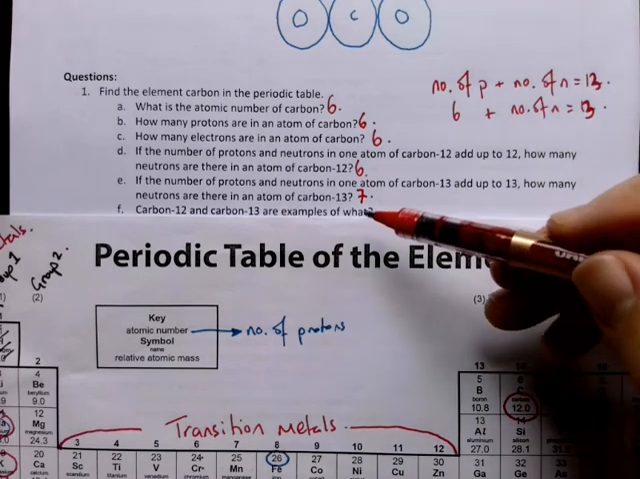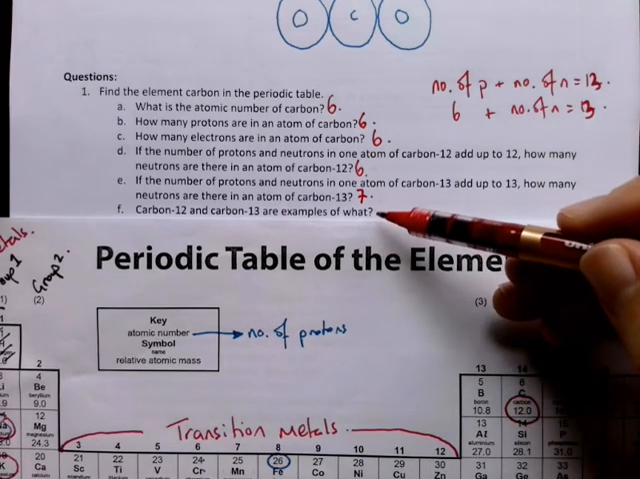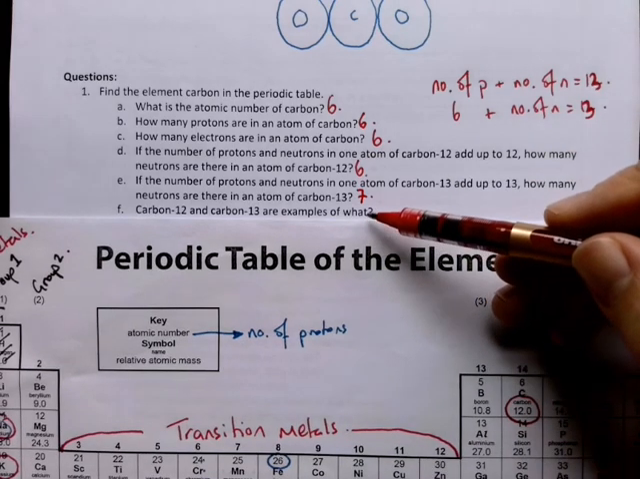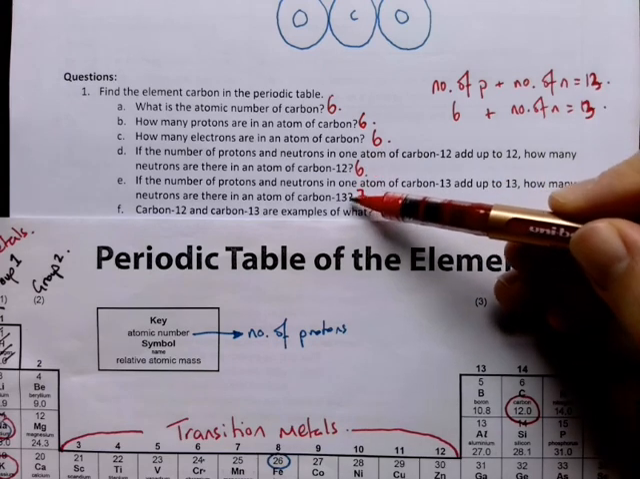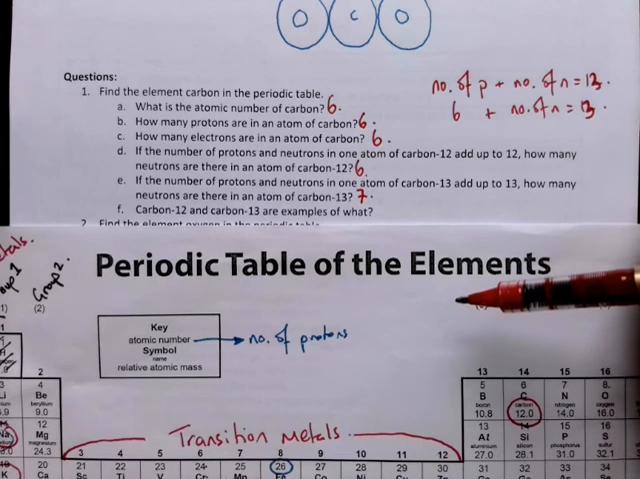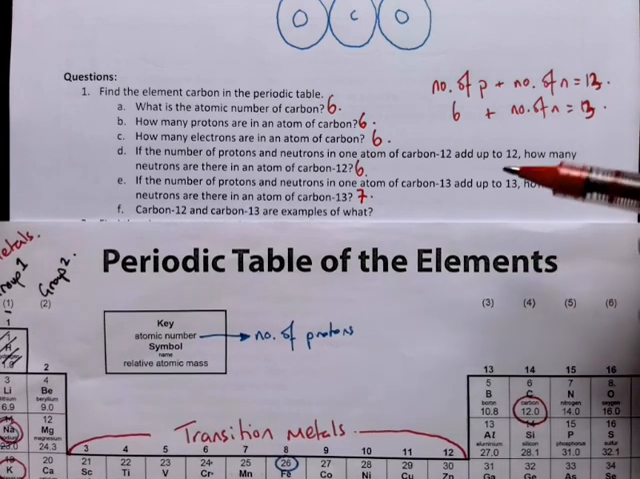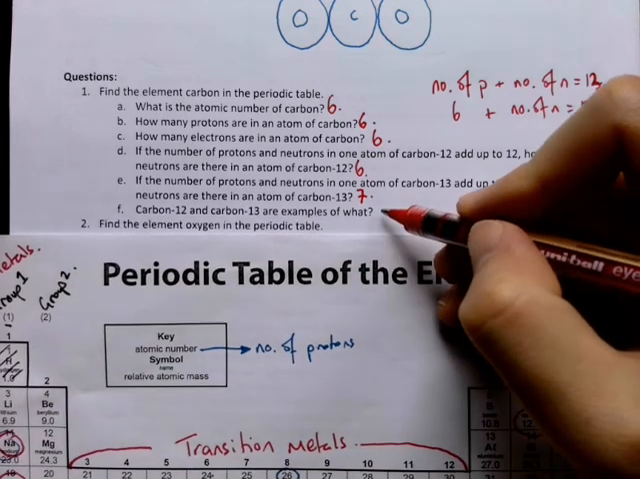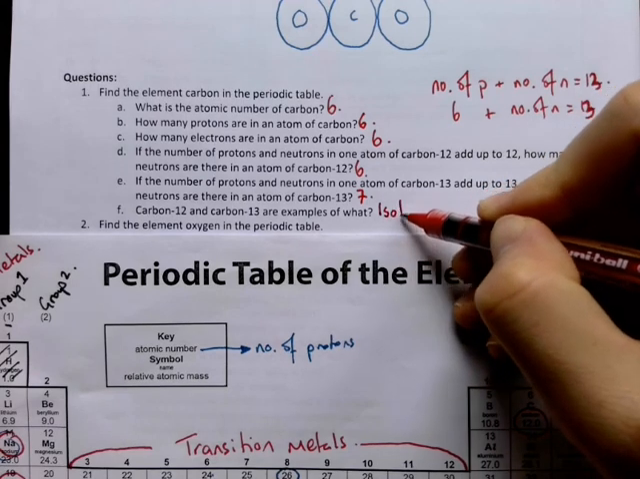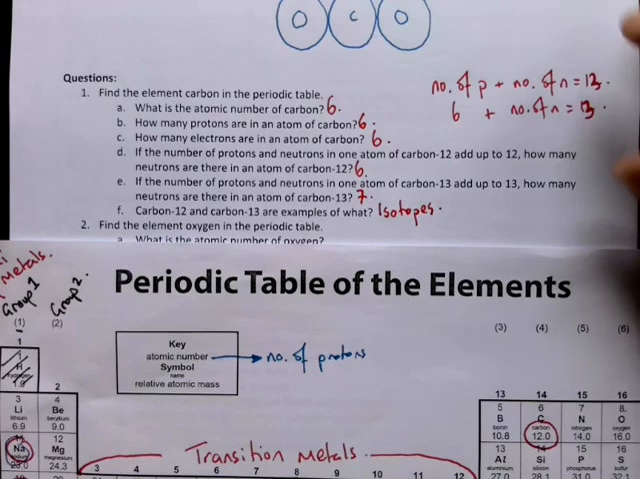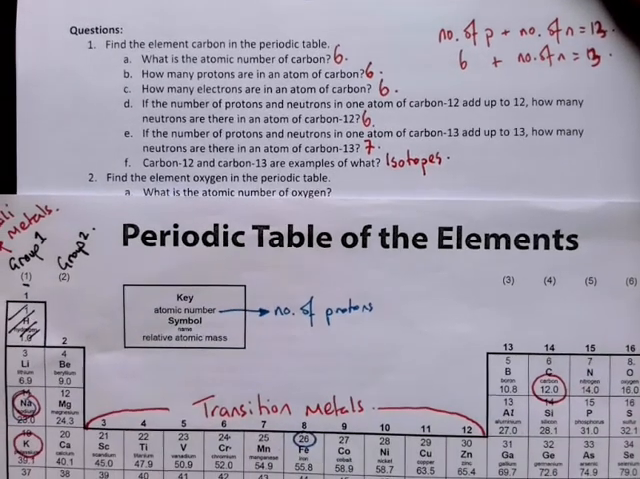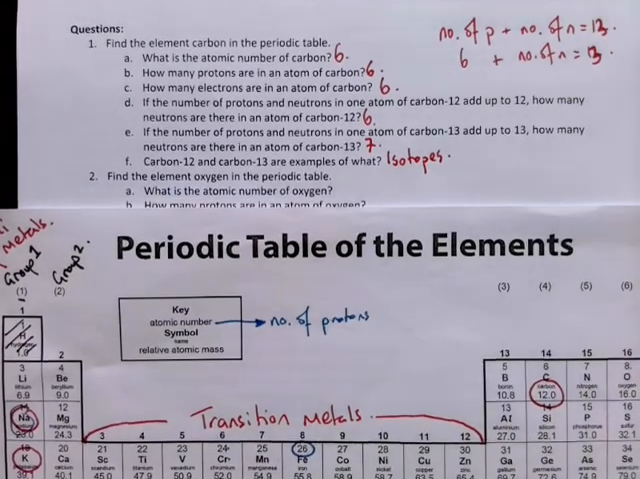And carbon 12 and 13 are examples of what? Well, they've both got 6 protons, they've both got 6 electrons, but carbon 12 has 6 neutrons and carbon 13 has 7 neutrons. And atoms with the same number of protons but different numbers of neutrons are isotopes. Okay, good, and I think most of you got that right as I was looking through your answers.